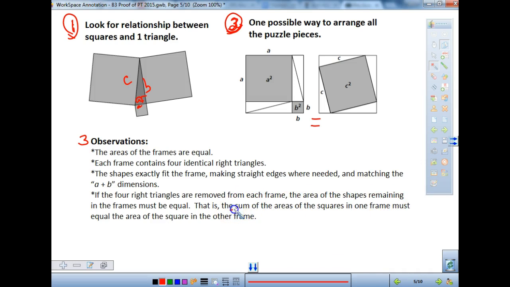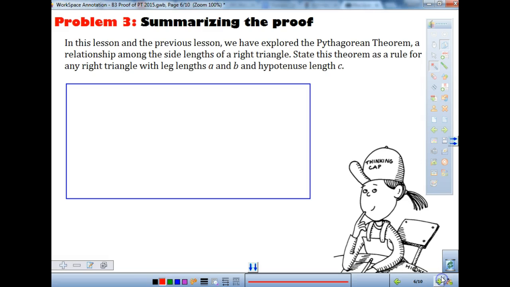And what we are left with is that the sum of the areas of the squares of one frame is equal to the sum of the areas of the other frame. Thus, A squared plus B squared equals C squared. And again, pause the video so that everyone can write this down.